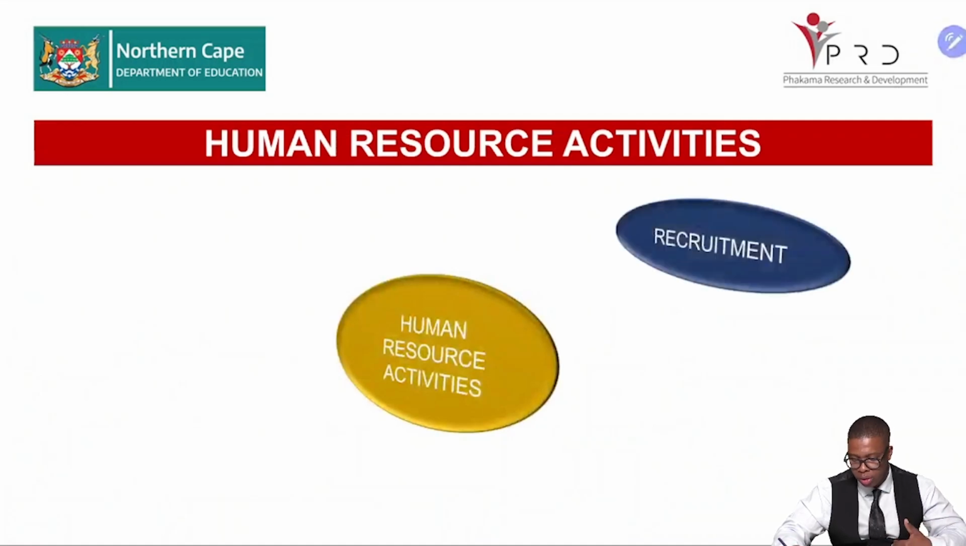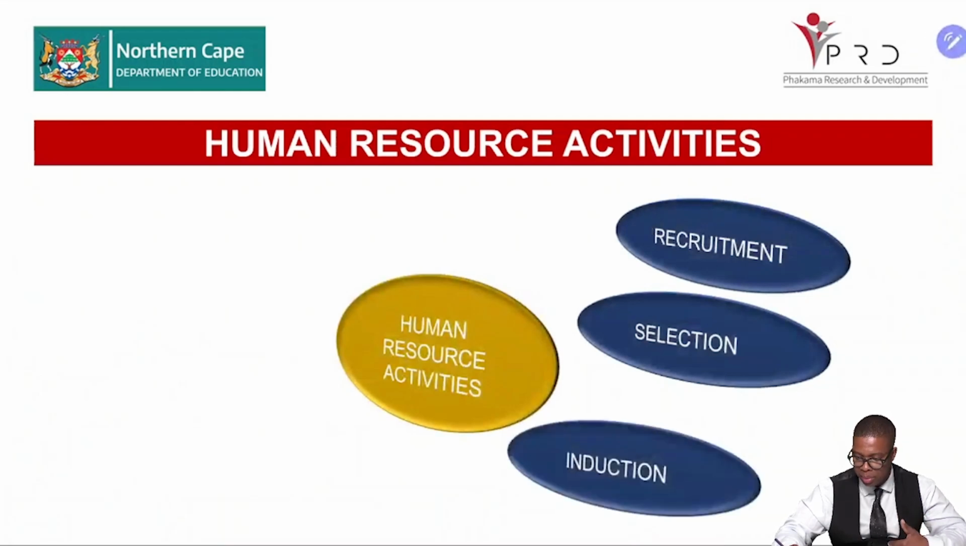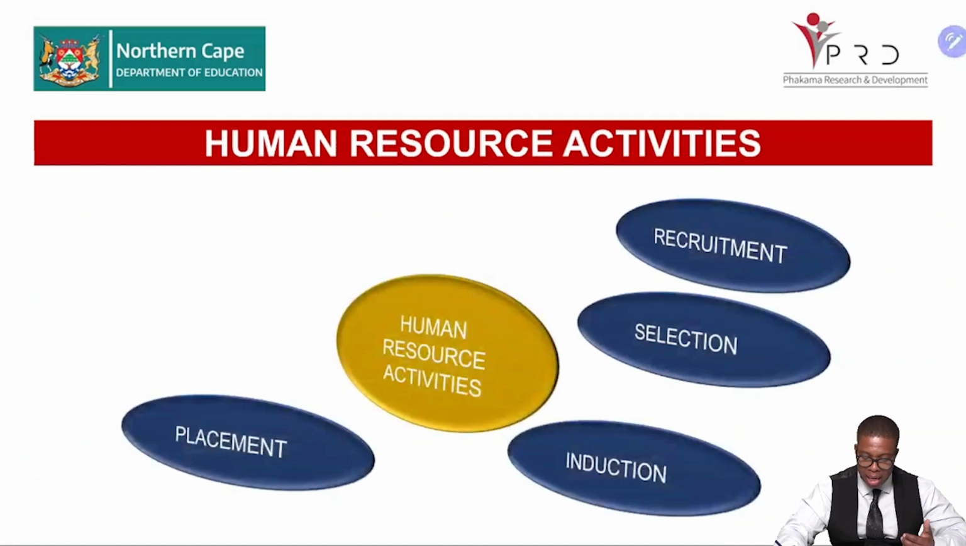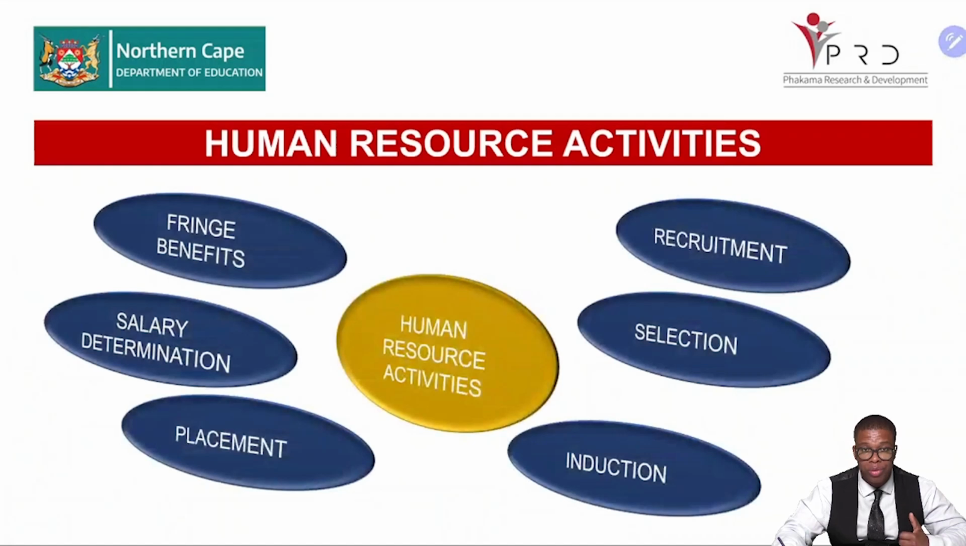The human resource function has to deal with the recruitment, has to also deal with selection of the candidate that has applied after the recruitment, and then after selecting the candidate, they need to induct the candidate, meaning to introduce the candidate. Thereafter, they need to place the candidate in a position where they are going to create value for the business, and they will then determine the salary of the employee or candidate. Thereafter, they look into fringe benefits that are to be offered to the employee or candidate that got employed or selected.